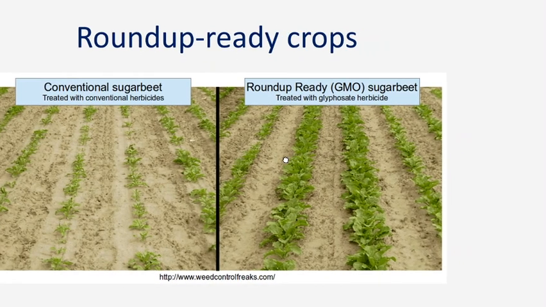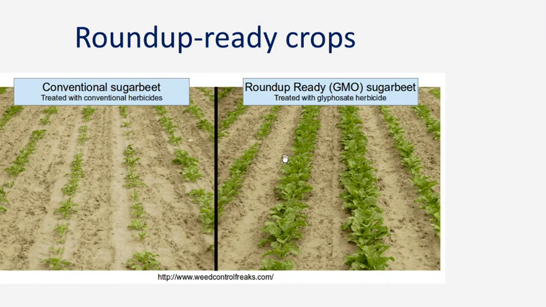But when we use the sugar beet that is genetically engineered, which is Roundup Ready, meaning resistant to Roundup chemical, when we apply this herbicide, the weeds get damaged and killed, but the sugar beet plants can withstand this chemical application, so you see healthy sugar beet present in the field, and there is no weed also.